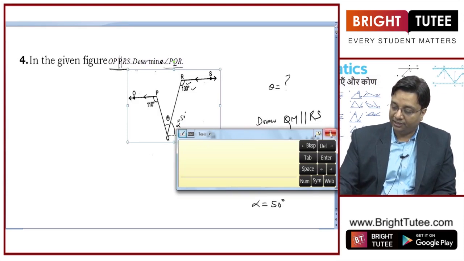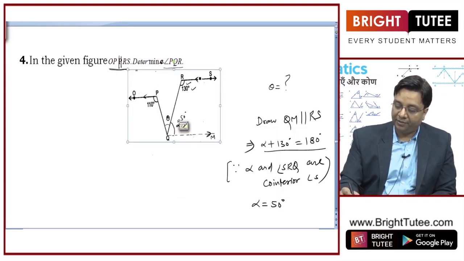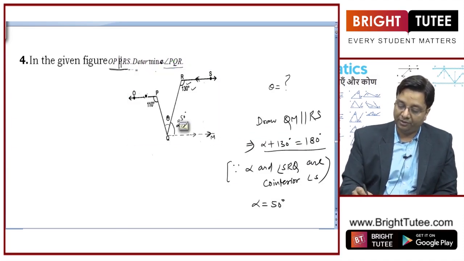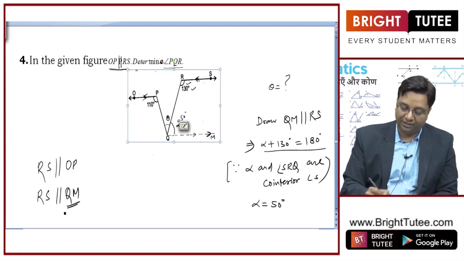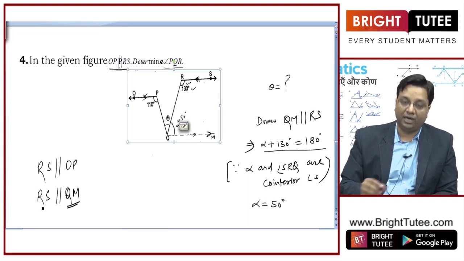Now let us look at these lines. This line I have taken as parallel to this line. So, and this line was parallel to this line, right? Hence this QM will be parallel to OP. Now what is given is RS is parallel to OP, and I have taken RS parallel to QM because I have constructed QM in such a way that it is parallel to RS.